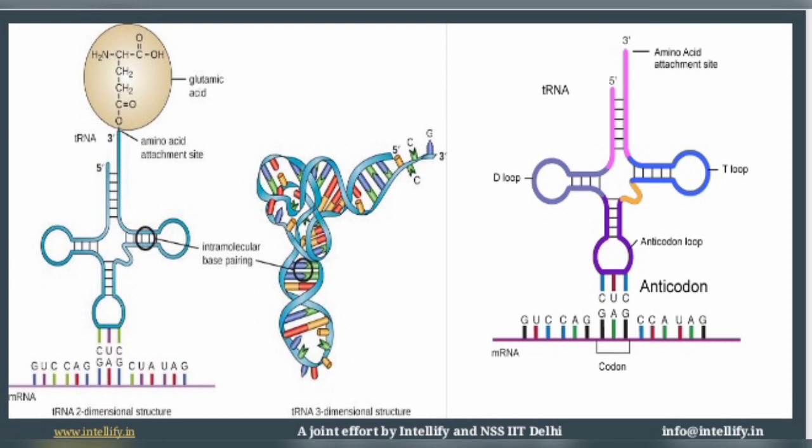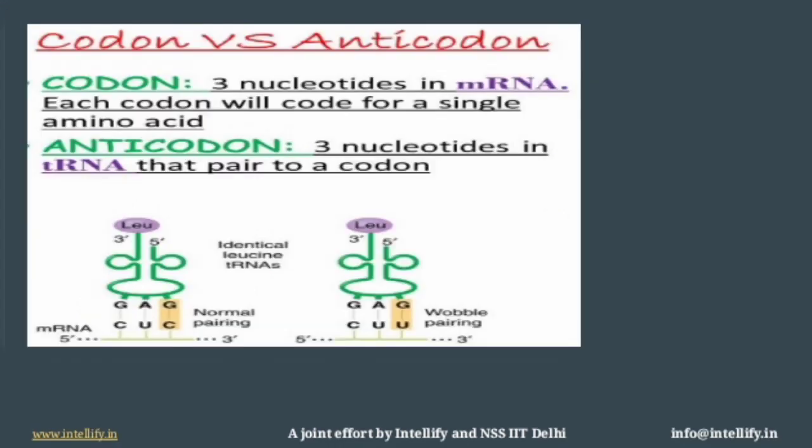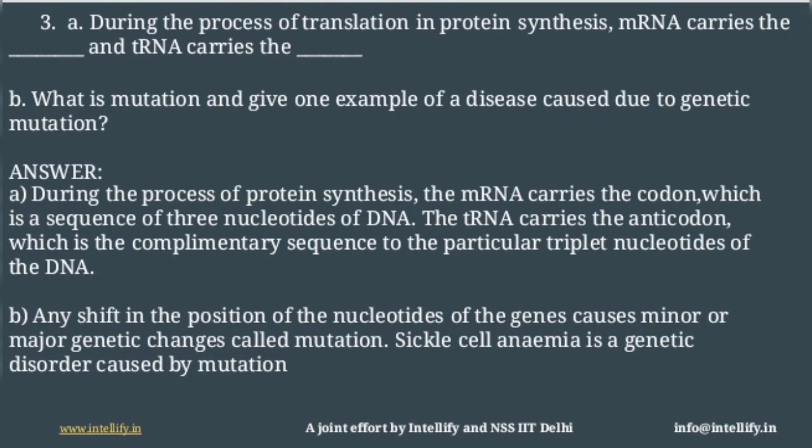Now the difference between the codon and anticodon is, codon contains the 3 nucleotides in mRNA. Each codon will code for a single amino acid. But the anticodon also contains 3 nucleotides in tRNA, and it carries and pairs to that codon.